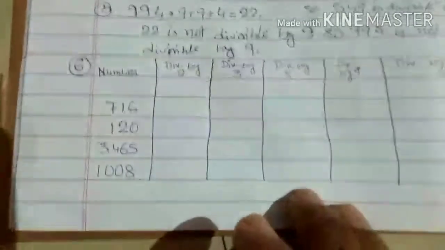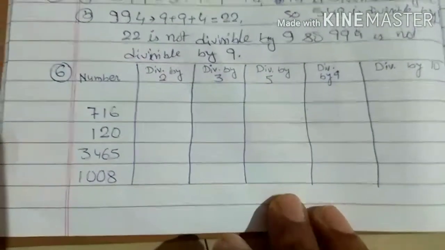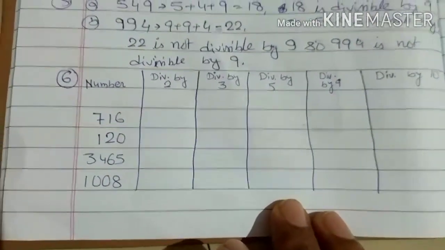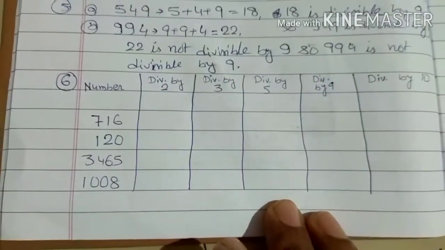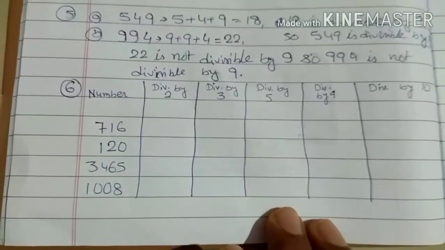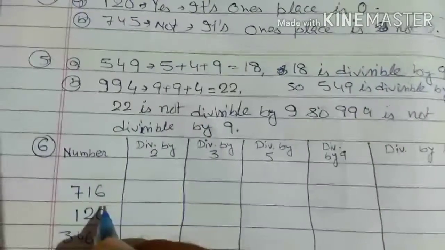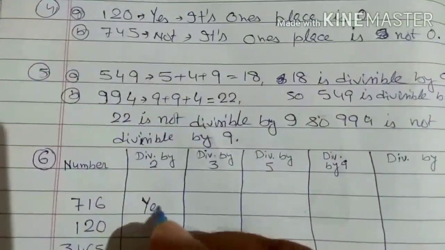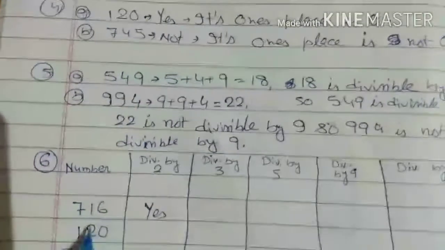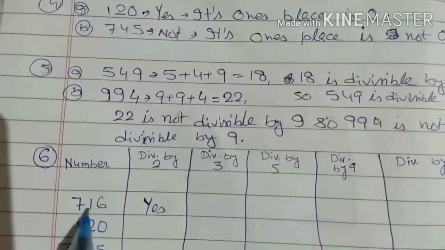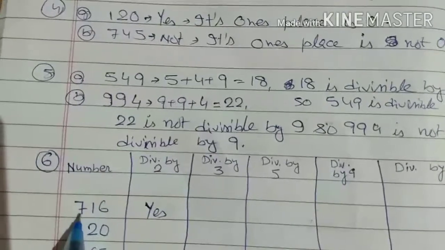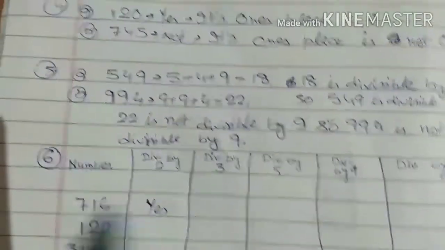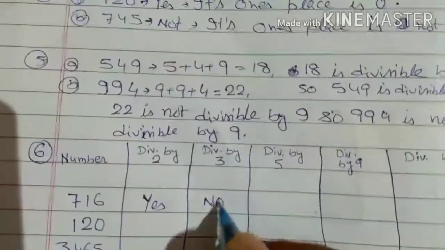Okay, we have this much. We have 4 questions to check whether the number is divisible by 2, 3, 5, 9 or 10. So we have to write only yes or no. Look, its ones place is 6. So this is divisible by 2. So you can write yes. Look here, 6 plus 1, 7 plus 7, 14. 14 is not divisible by 3. So this is no.